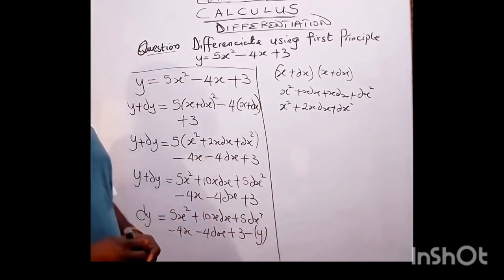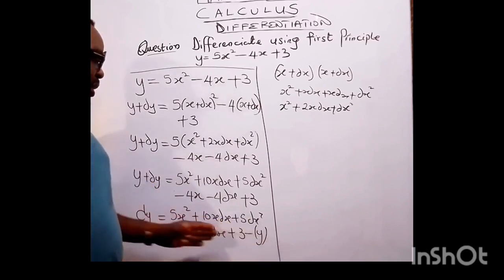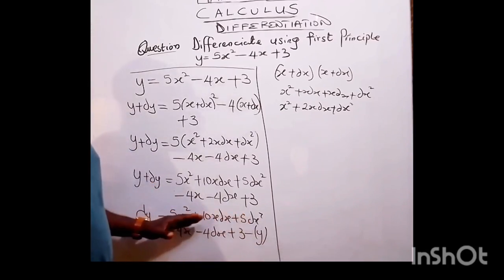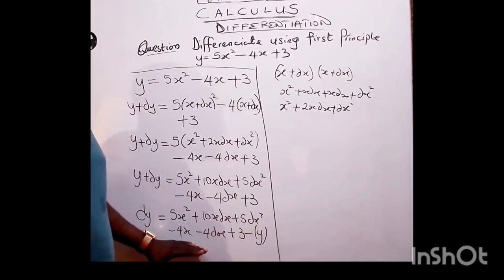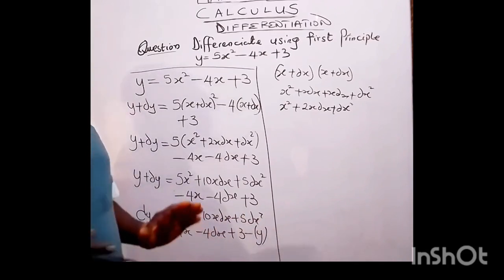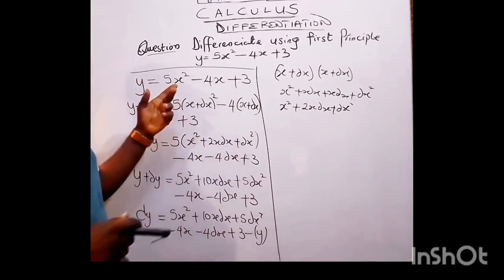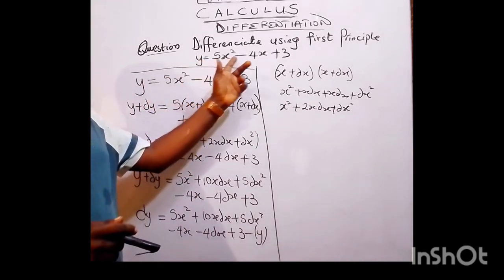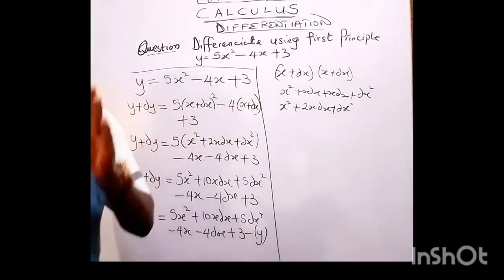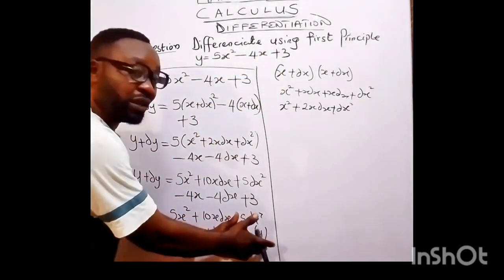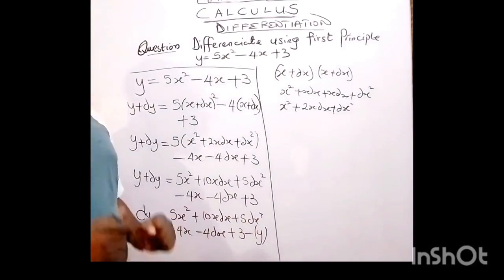And what do I mean by that y? What is the value of my y? Because all the variables here must be x variables. So what is the value given to us as y? If you look at the question given to us, y is equal to 5x squared minus 4x plus 3. Now, that one is going to come in the place of this y. I think you get it that way.